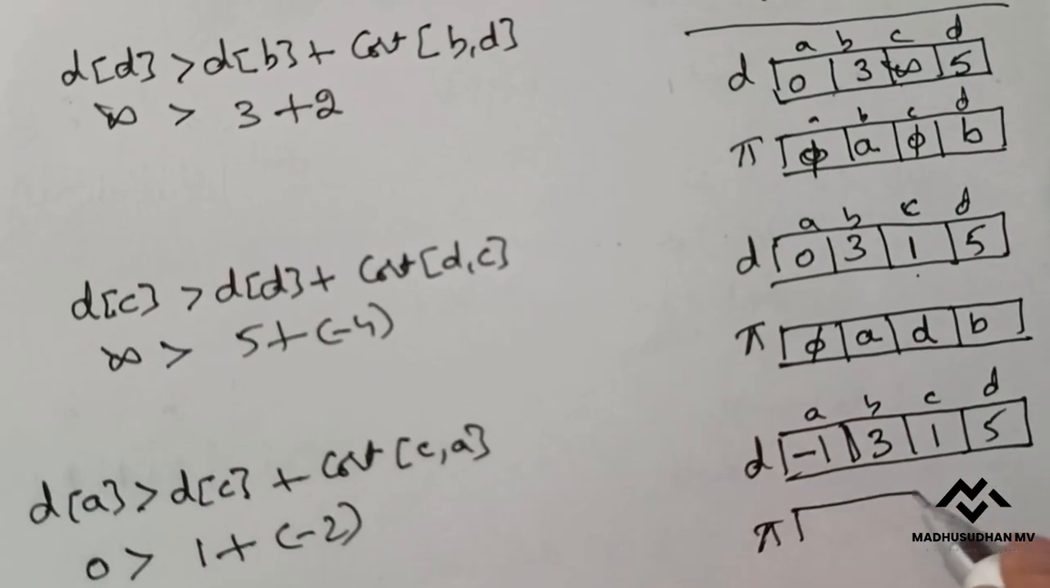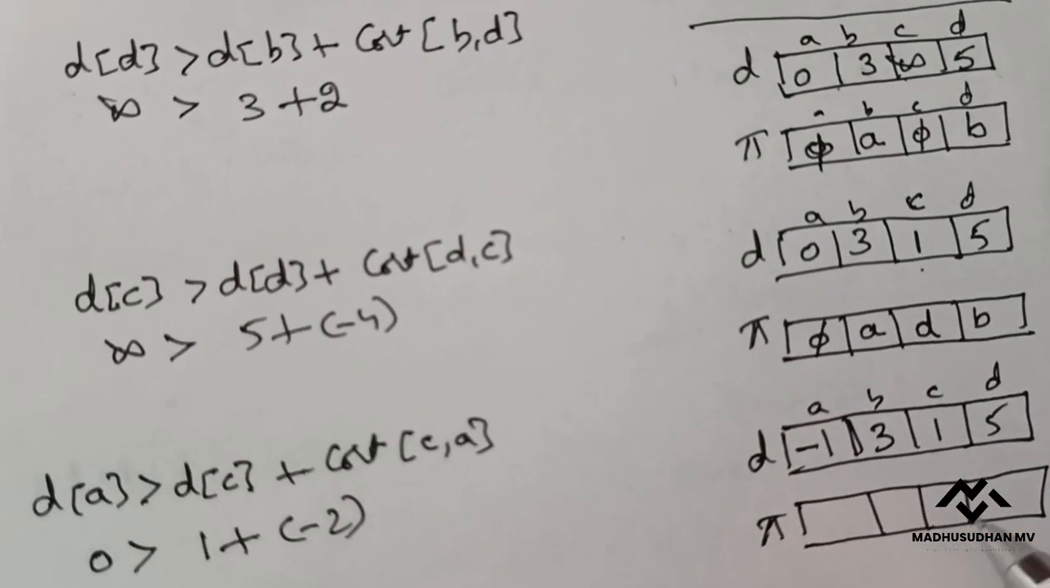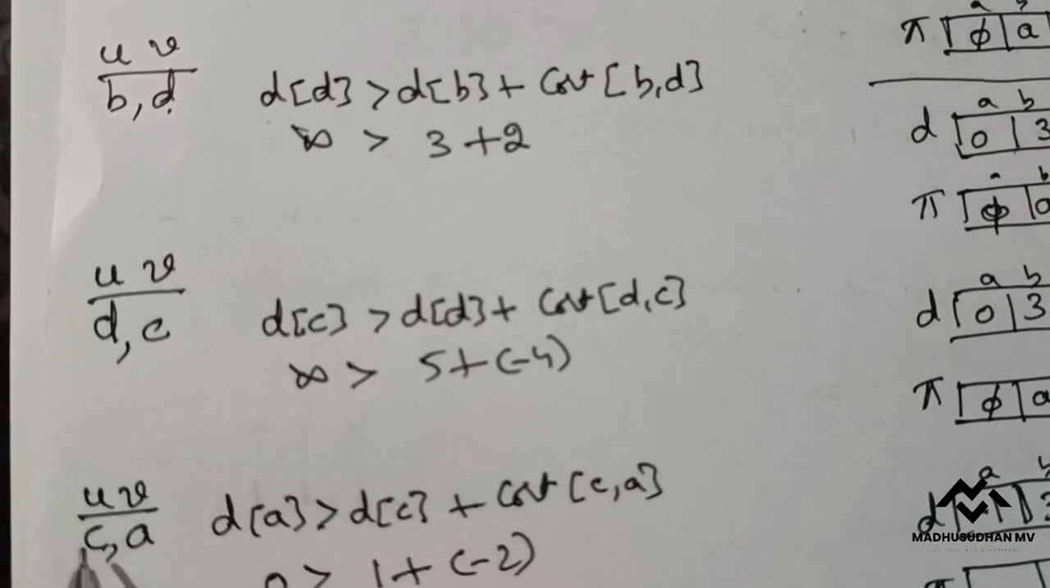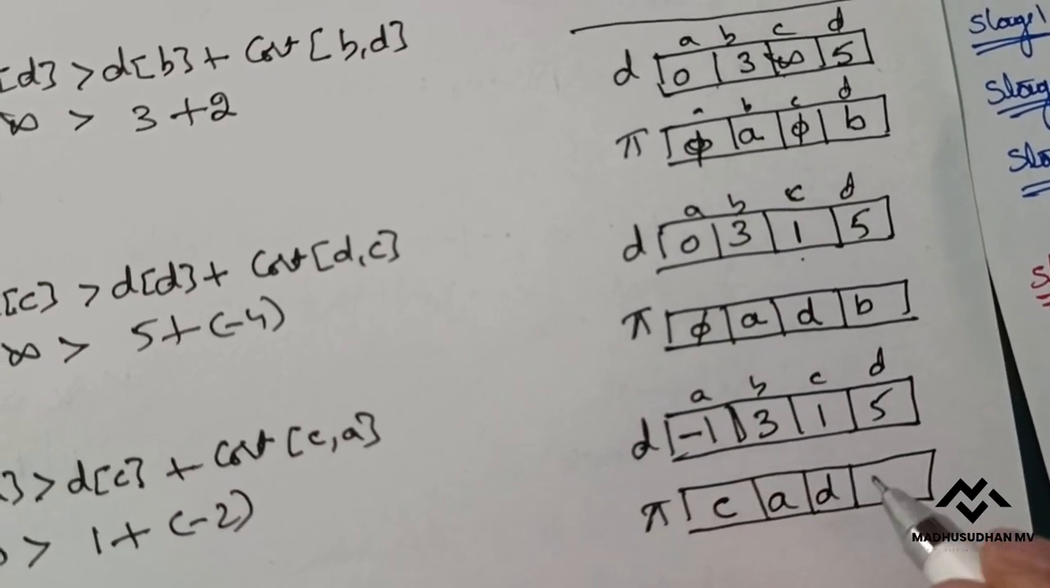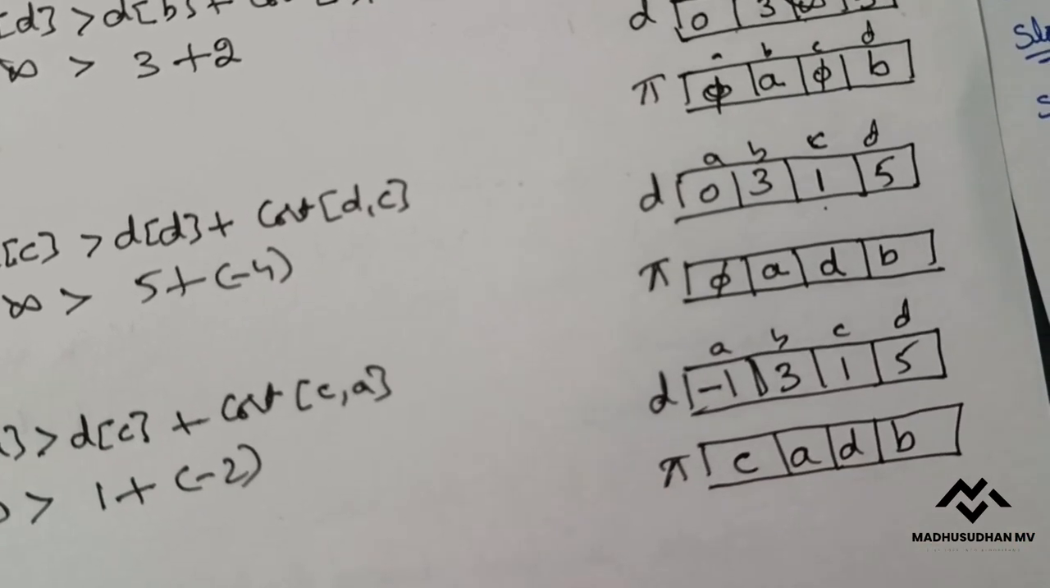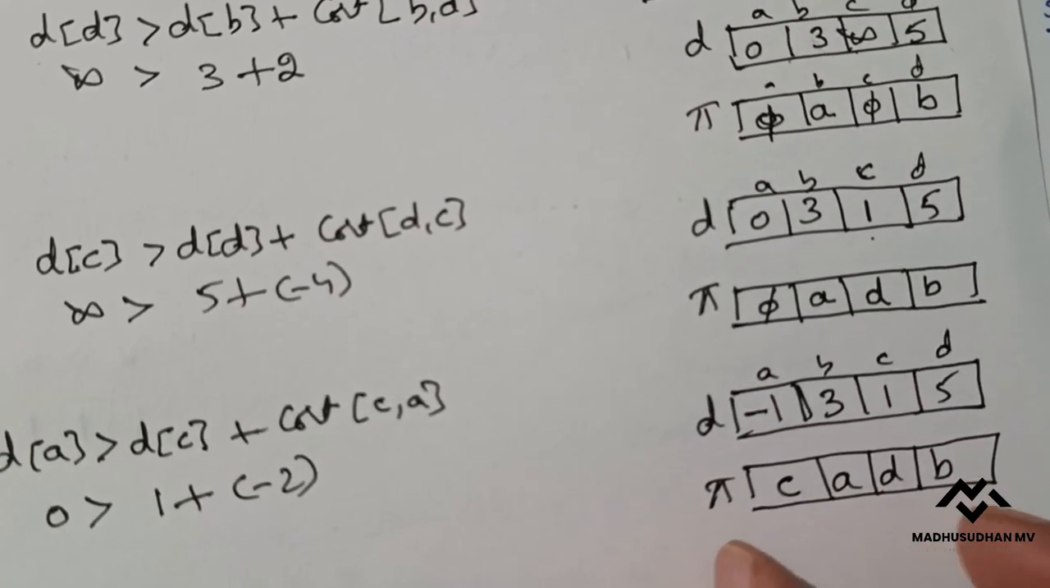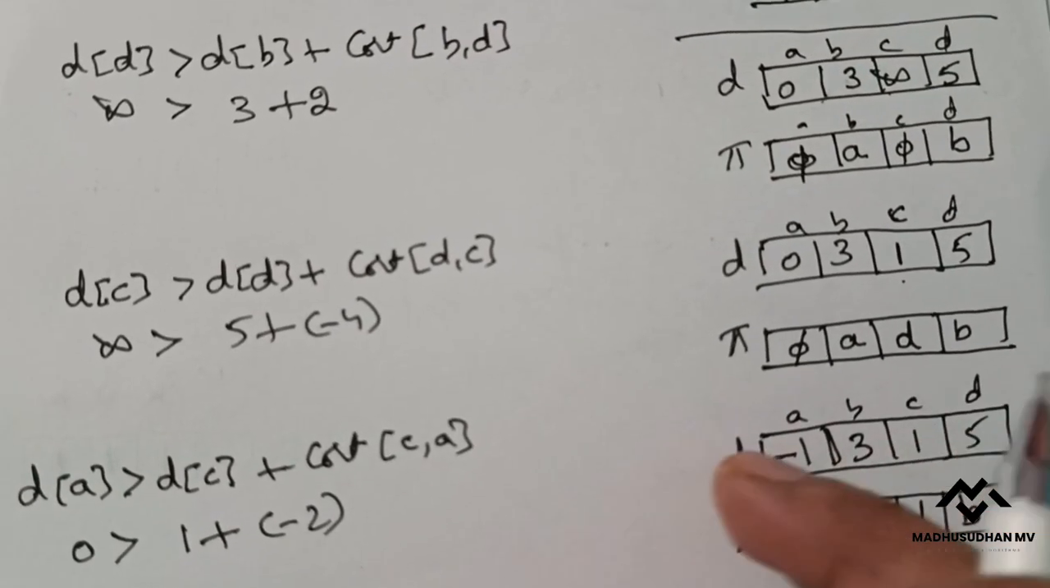So pi of V is equal to pi of C. That means pi of A is C. The remaining A, D, B, from now onwards, it remains the same. It won't change. From now onwards, I won't write the predecessor. I'll write and update only the distance.